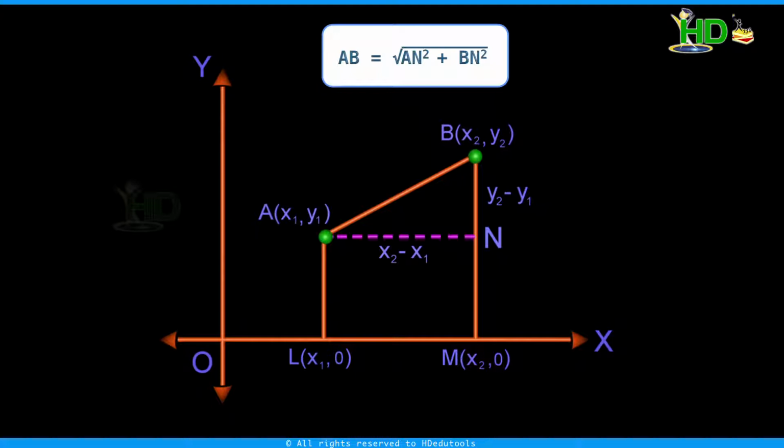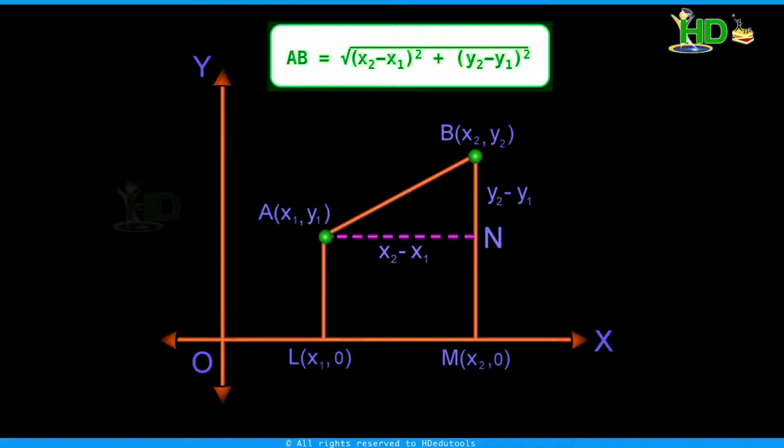Now substituting the values of AN and BN, we get AB equal to root of (x2 minus x1) whole square plus (y2 minus y1) whole square. Therefore, the distance between these 2 points having coordinates (x1, y1) and (x2, y2) is root of (x2 minus x1) whole square plus (y2 minus y1) whole square.